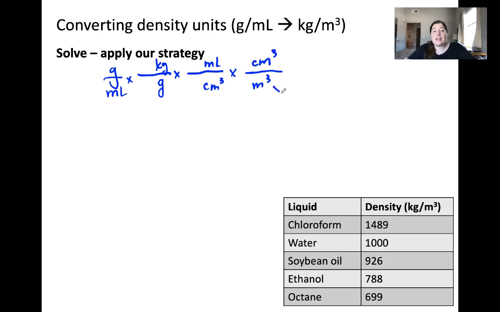Now I want to take a second to talk about this unit. We know from metric prefixes that there are 100 centimeters per 1 meter. This doesn't mean, however, that there are 100 centimeters cubed per 1 meter cubed. This is not true. Instead, we need to cube this entire term, cubing both sides of the equation. This can be easily conceptualized by writing out the conversion factor 3 times.